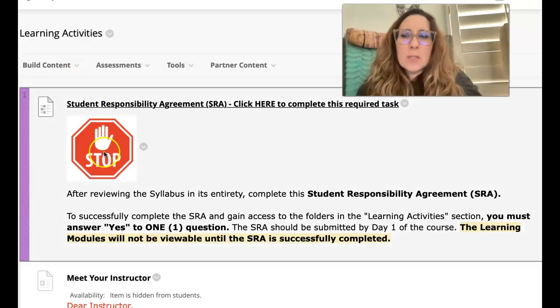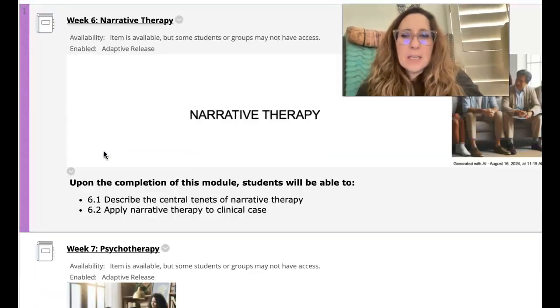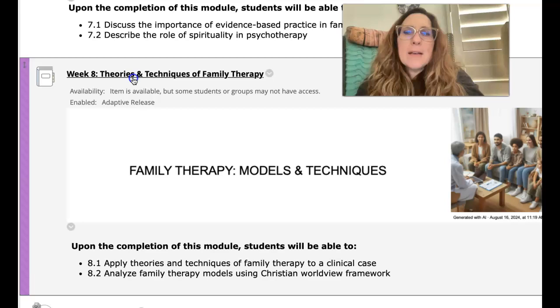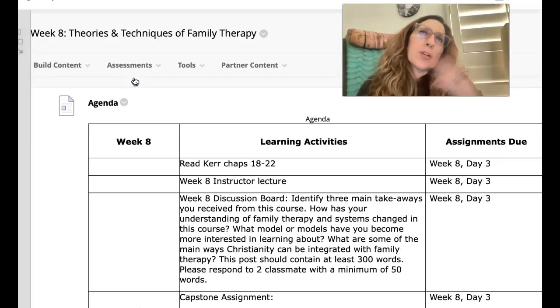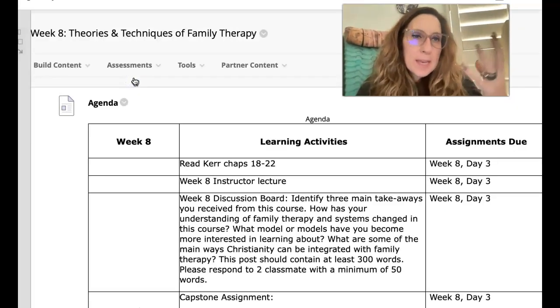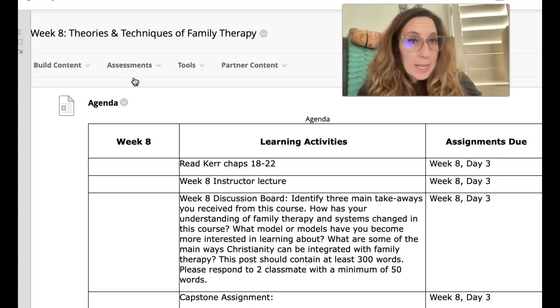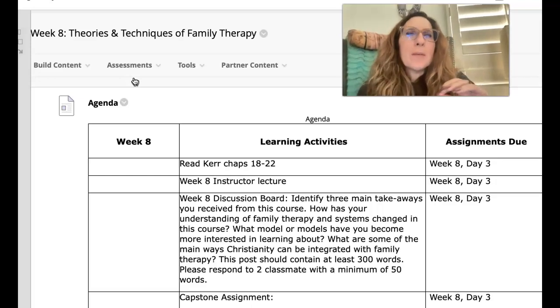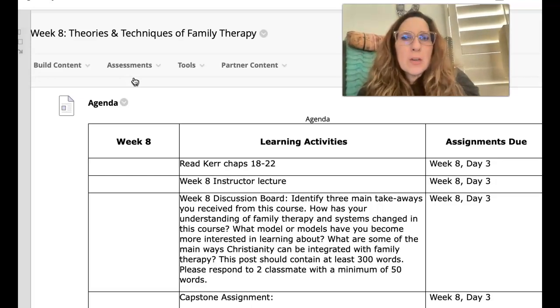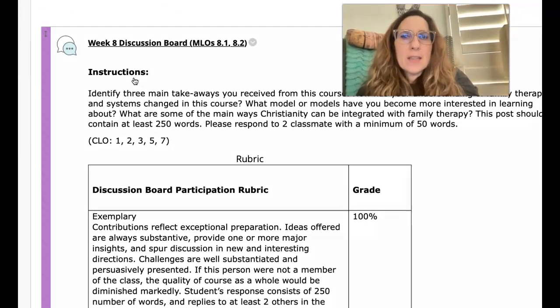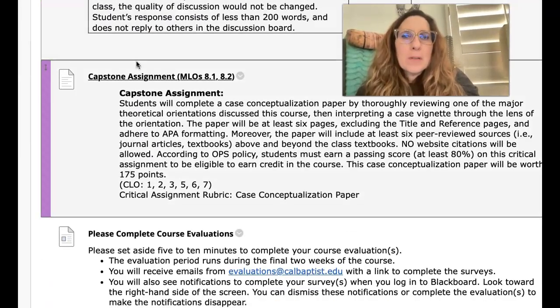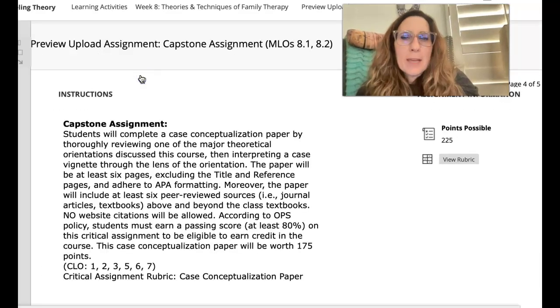So the first thing you're going to want to do is pick a family to model after for your capstone. That's your vignette, right? You're going to pick a family that's either famous, literary, like from a novel or a book, or someone from history. That's going to be who you use for your case study, your case conceptualization of that family.